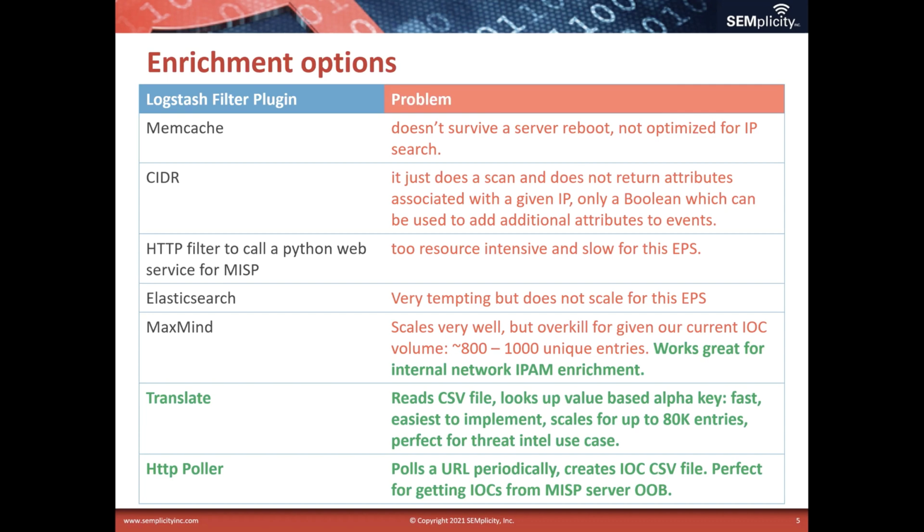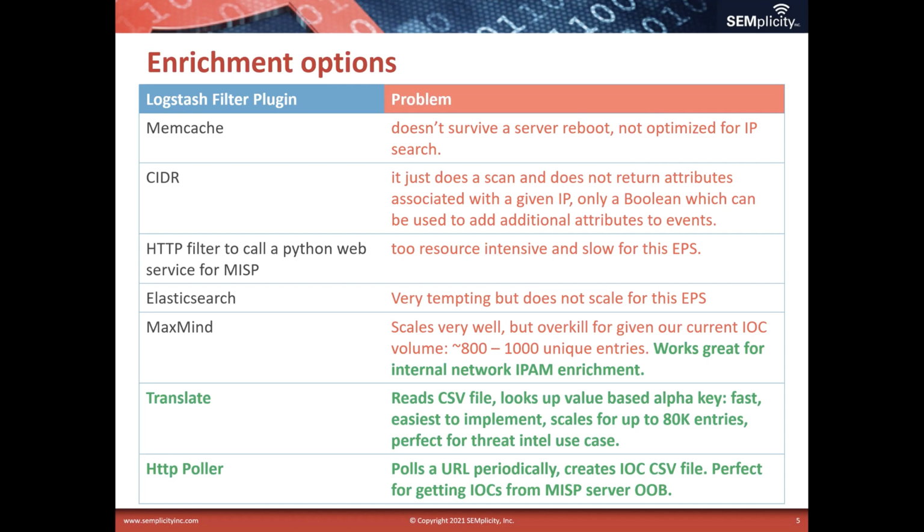So in that case, at any one time, there might be 800 or 1,000 known bad IPs out there in the MISP database. And for that, we don't really need to use this really optimized MaxMind plugin, and we don't need to build our MaxMind database because there's only 800 or 1,000 entries. So we thought that a more lightweight solution, easier for everyone to understand and implement, was a translate filter. And that is extremely simple.